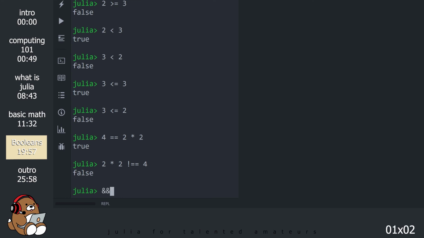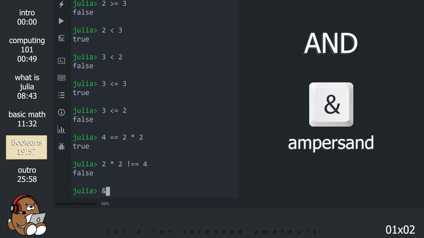This is called the short-circuiting Boolean AND. This returns true if both sides are true. Otherwise, it returns false. This character is called ampersand, and it's located over the number 7. This is going to answer the question, are both sides true? So, are both sides true? And of course, that's true.